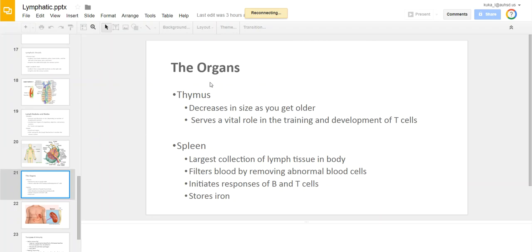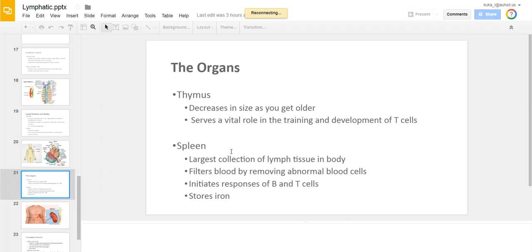All right, your organs. There are lots of different tissues. The nodules and the nodes are lymph tissue. These are actual organs. So you have your thymus. That's going to be in your neck, and it decreases in size as you get older. That's normal. But it serves a vital role in the training and development of T cells. So this really helps with the development of your T cells.